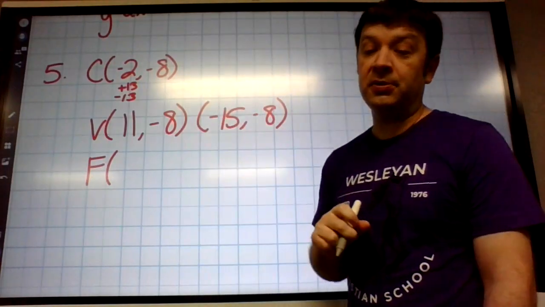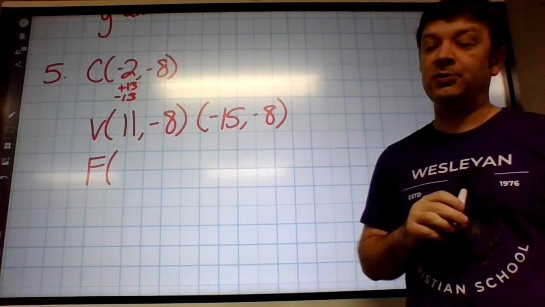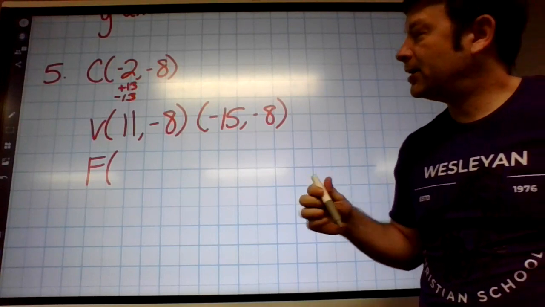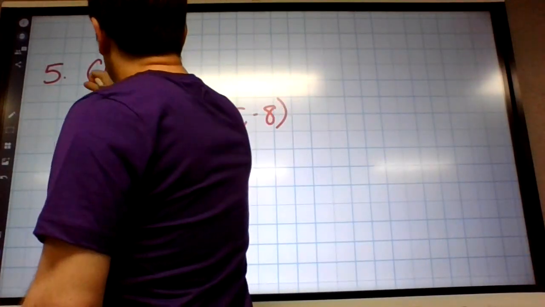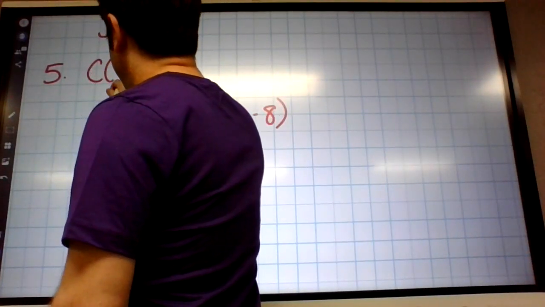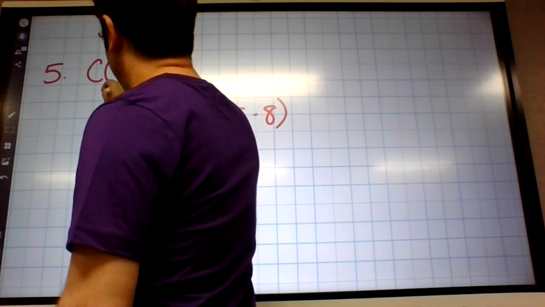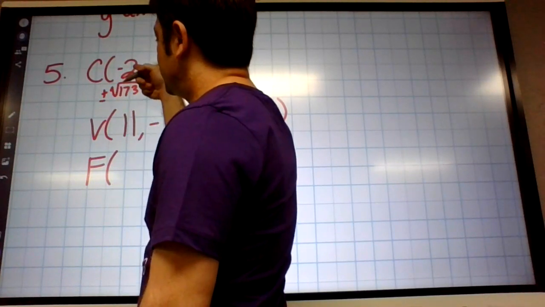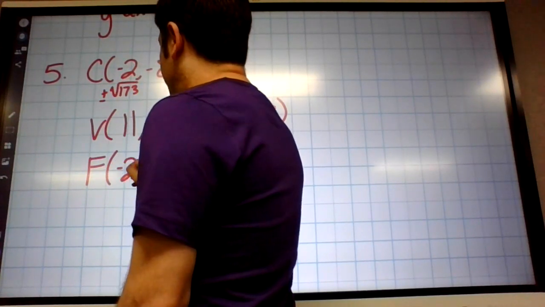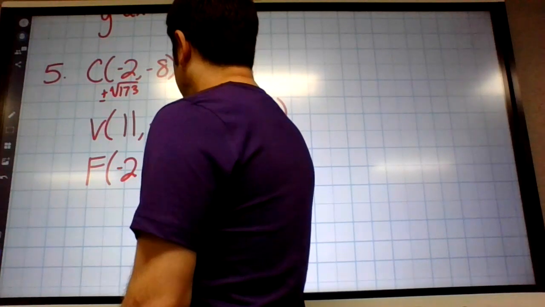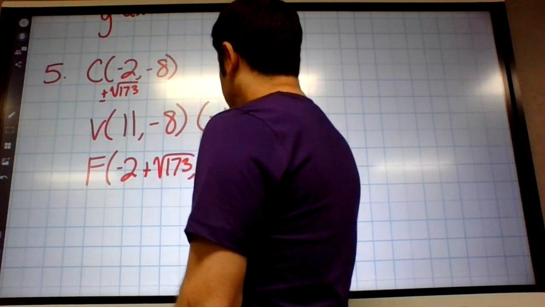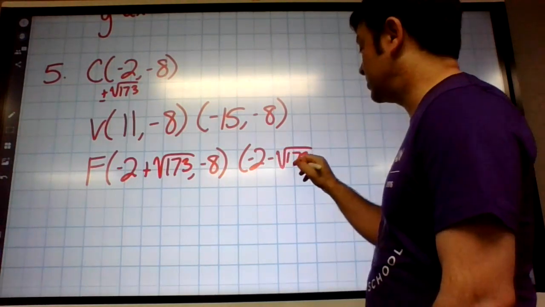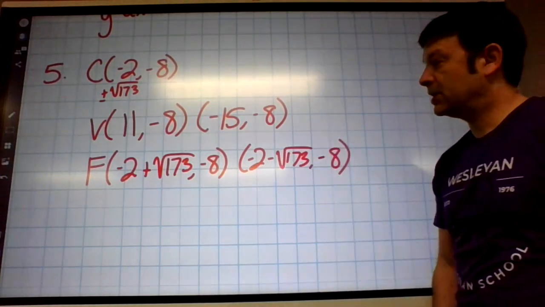Okay, so you still do 169 plus 4 is 173. I don't believe square root of 173 simplifies. But that's not just the answer. That's how far left and right we're moving from the x coordinate. So it's negative 2 plus square root of 173, negative 8, and negative 2 minus square root of 173, negative 8.